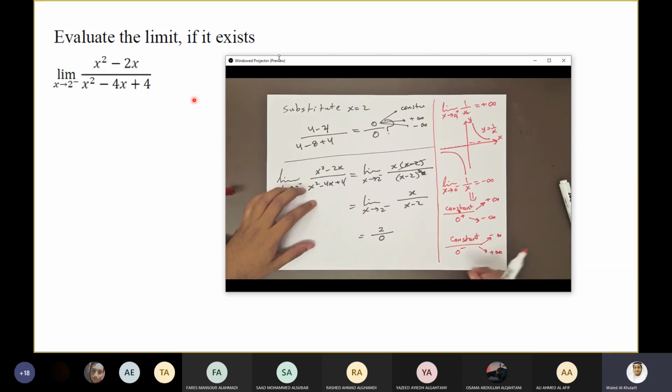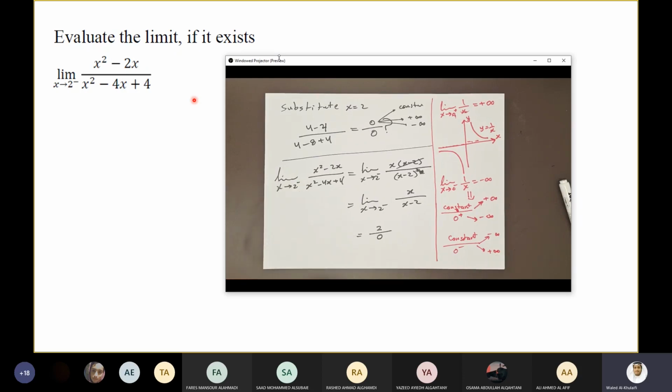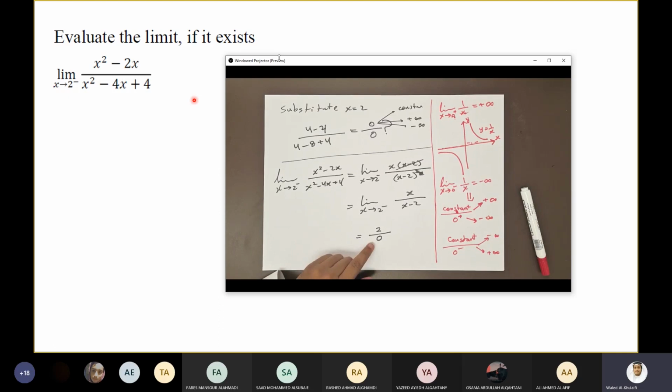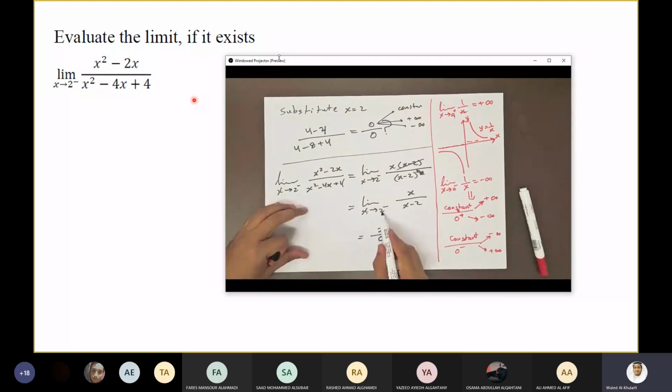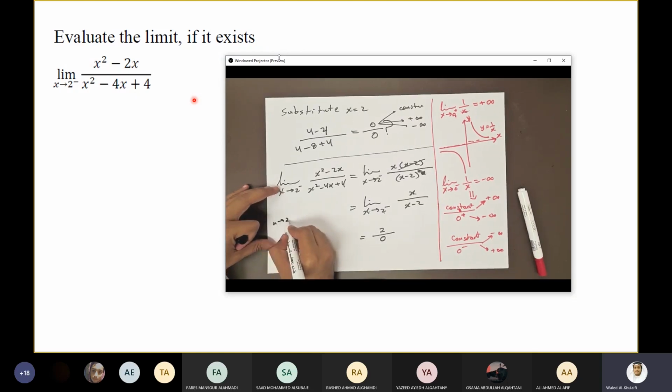Because when I go to 1 over 0 negative, it's like 1 over x when x approaches 0 from the left, you have negative infinity. And then it will stay negative infinity if the constant is positive, or it will be positive infinity if the constant is negative. Now, back to our problem. Now, x is approaching 2 from the left. When x approaches 2 from the left.